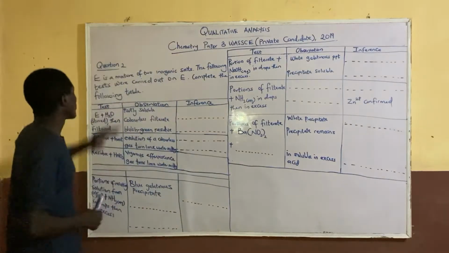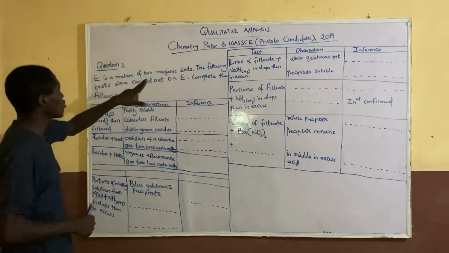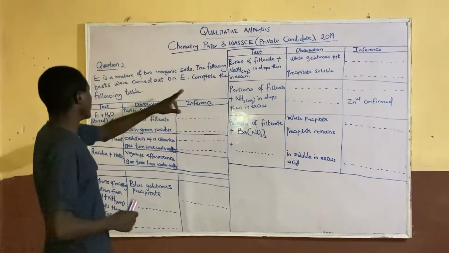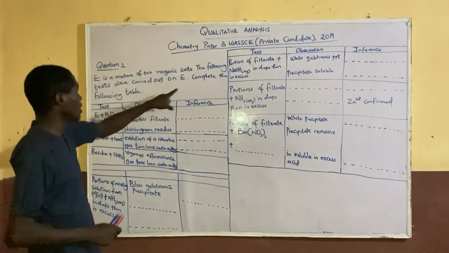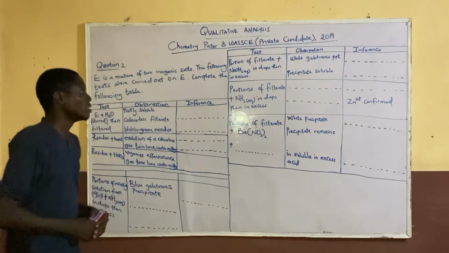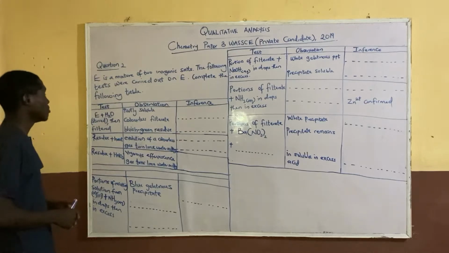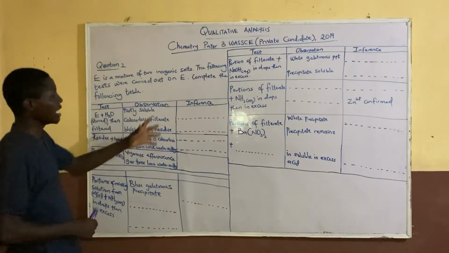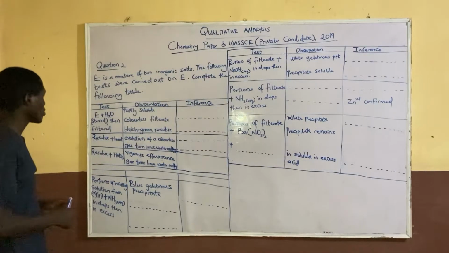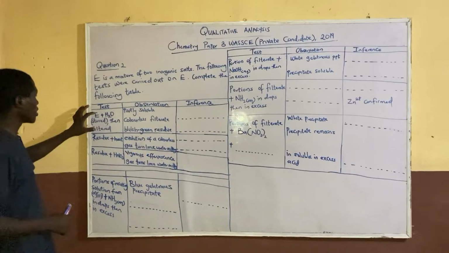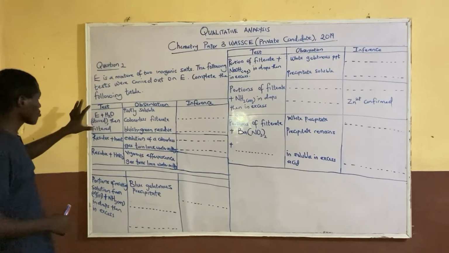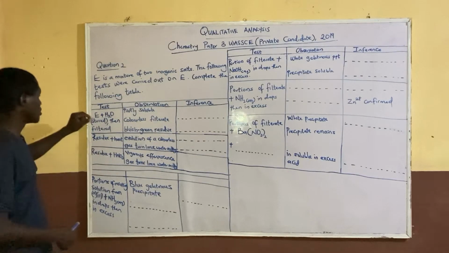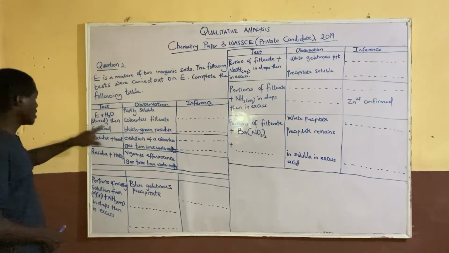So now the question goes to say E is a mixture of two inorganic salts. The following tests were carried out on E. Complete the following table. Now, let's look at the experiment that was carried out on E. The table has the test, the observation, and the inference. In the first row, under the test, we have E plus water, meaning that they add water to sample E, stir, then filter.